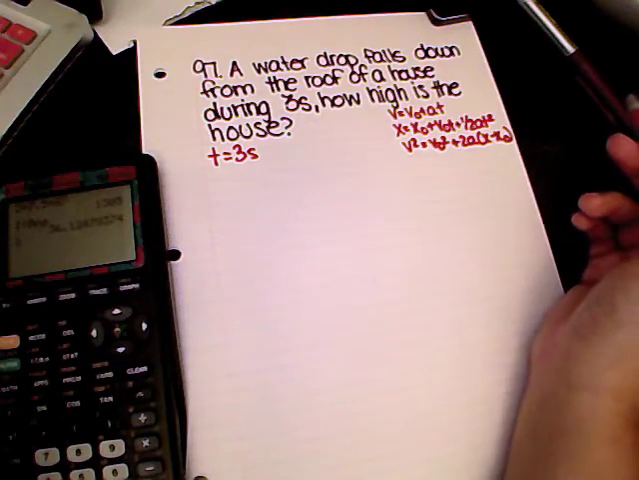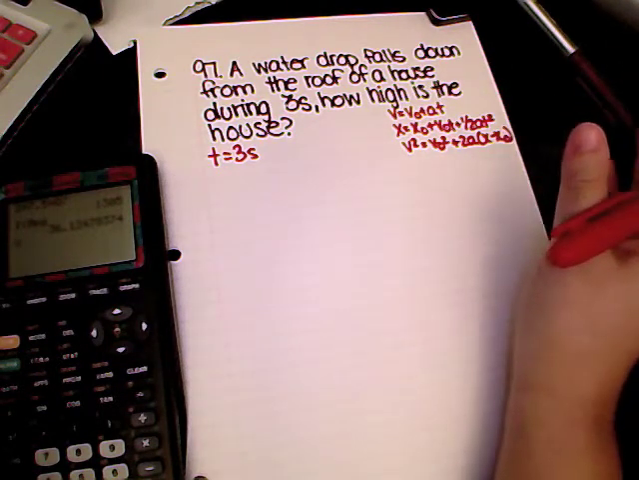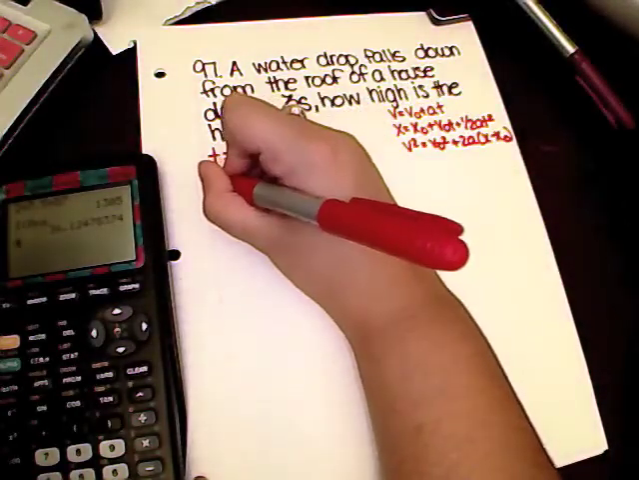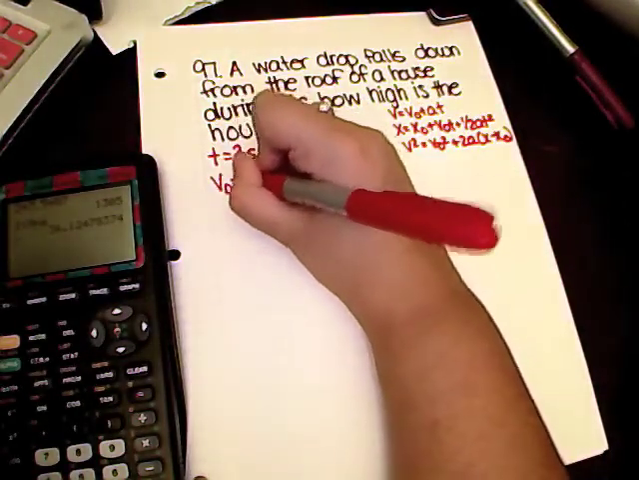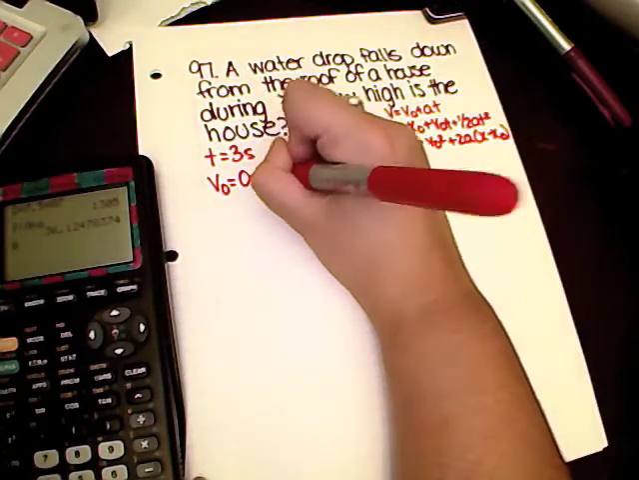Now we're also given, it says it drops, it falls. So it's not moving in the beginning, it's just at rest before it falls. So that means our initial velocity, our v naught, is going to be equal to 0, because it didn't have any speed in the beginning.